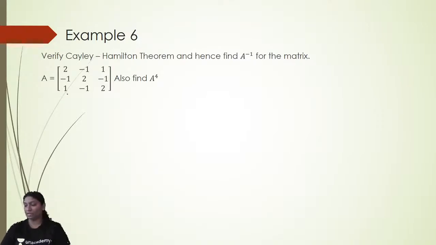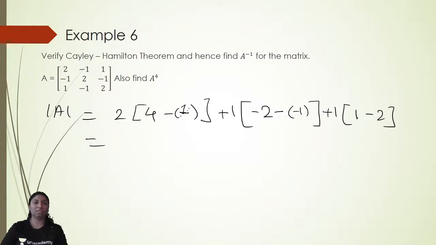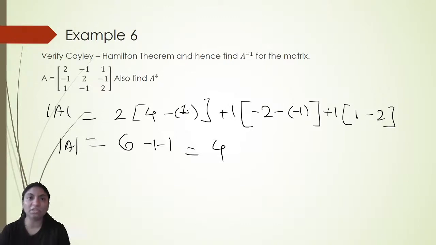First for that we have to calculate the determinant of A. So here determinant of A is equal to 2 into bracket 2 into 2 is 4 minus 1, minus of minus 1 plus 1 into 1 minus 2, so 4 minus 1 is 3, 3 into 2 is 6, plus minus of minus 1 plus 1 minus 2, and plus 1 minus 1 into 1 minus 1. 6 minus 2 is 4. So determinant of A is equal to 4.